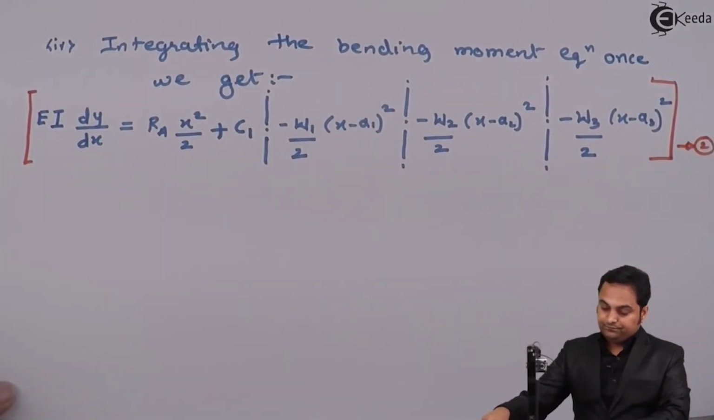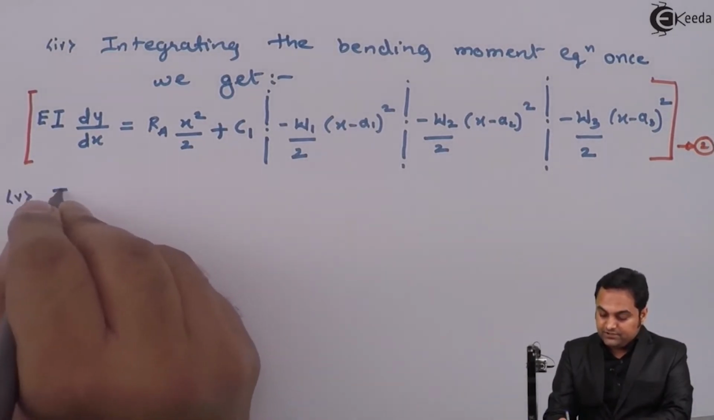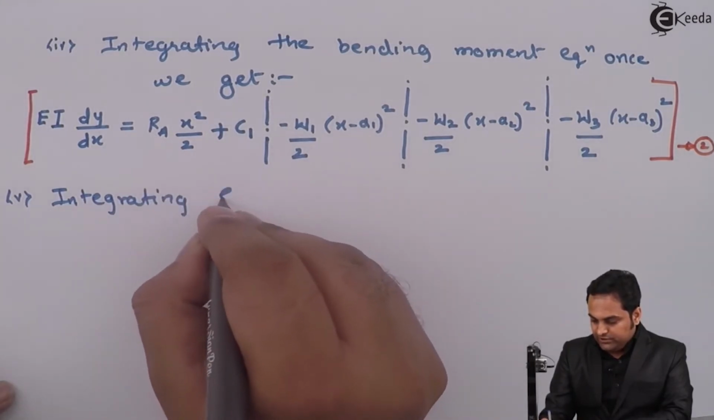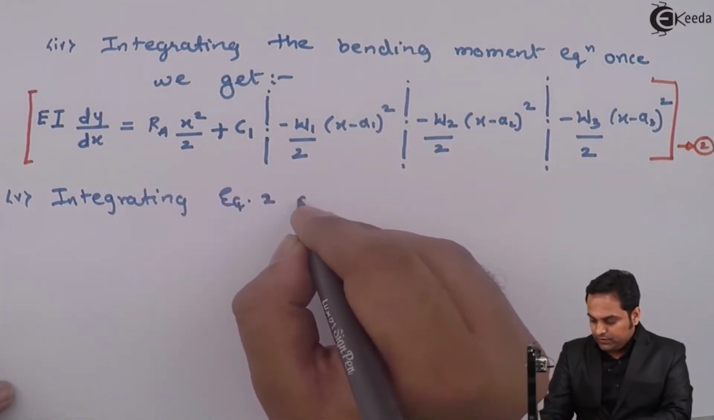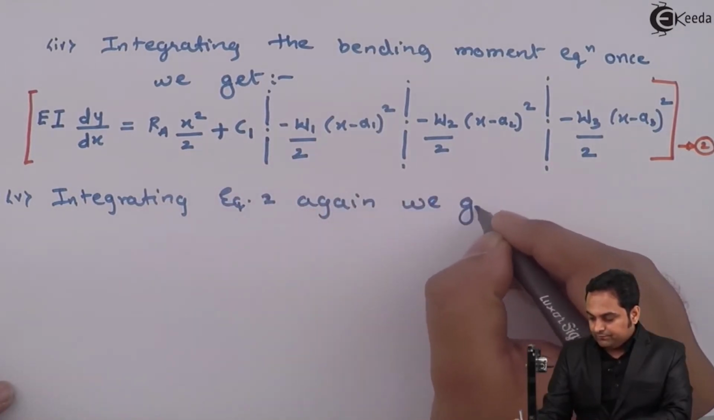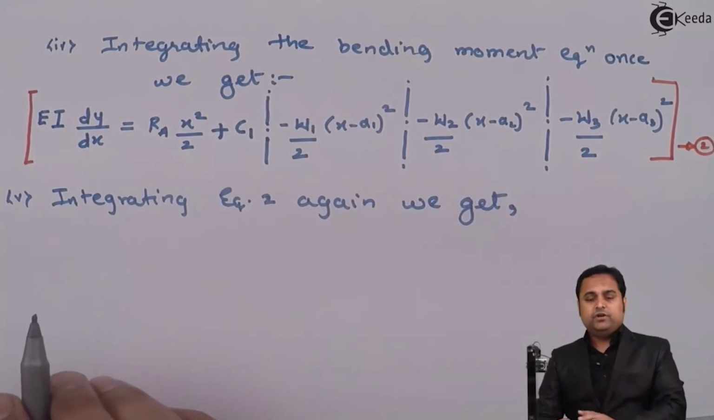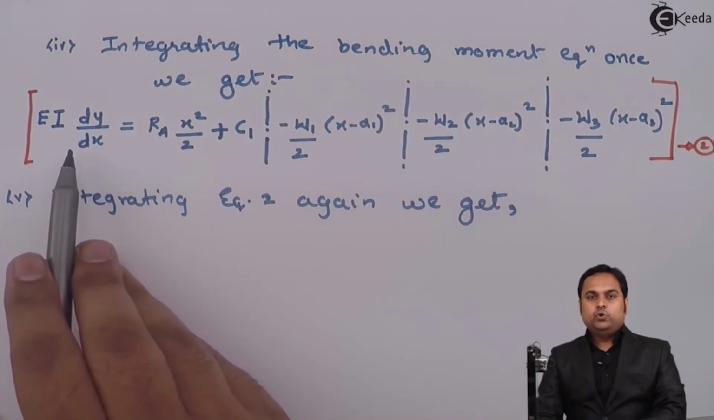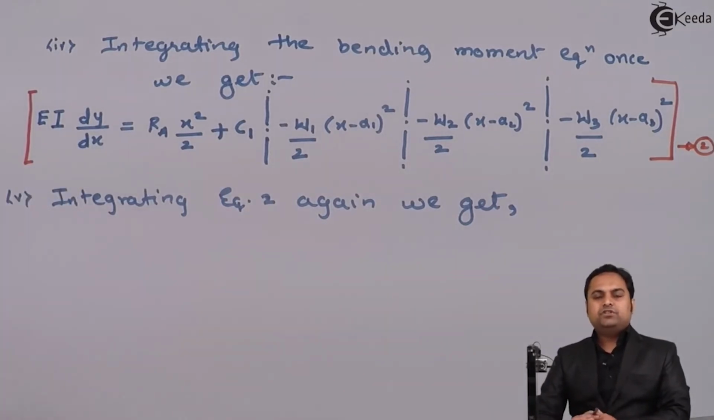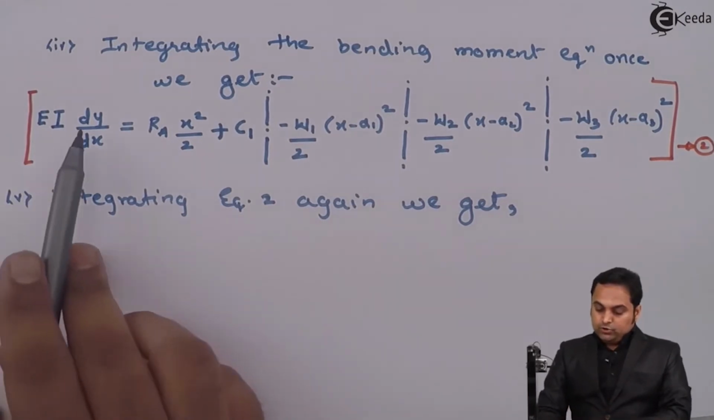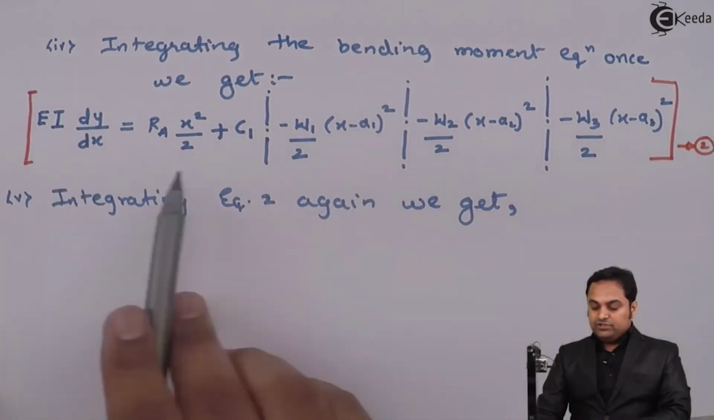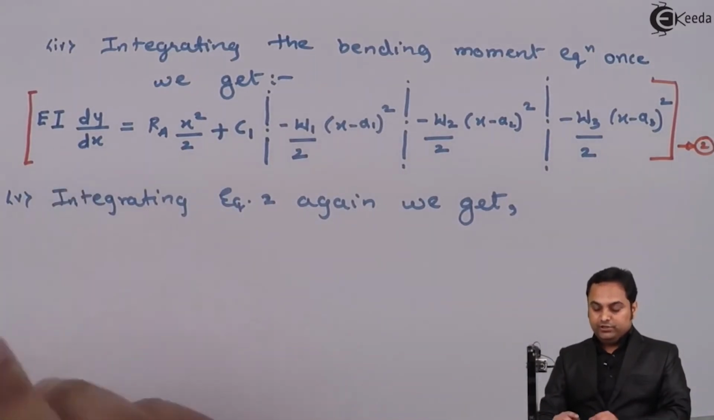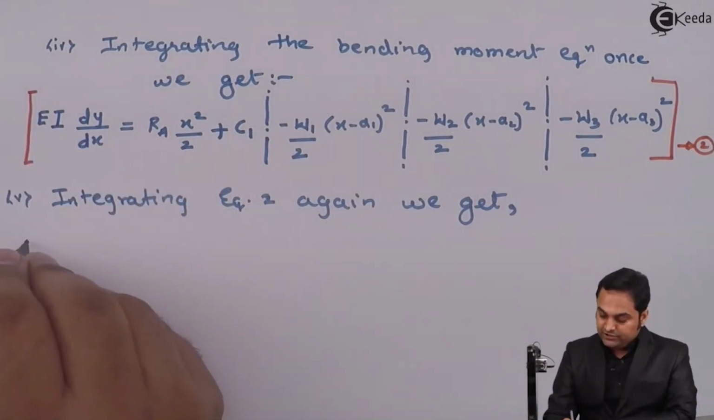Next, the fifth step is integrating equation 2 again. Now I am in case of Macaulay's method. Once we get dy by dx, this dy by dx represents slope, that is the angle by which the beam has been bent. So once we get the dy by dx equation, we get the slope equation. Now we have to integrate the slope equation to get deflection. So I am integrating this equation number second.